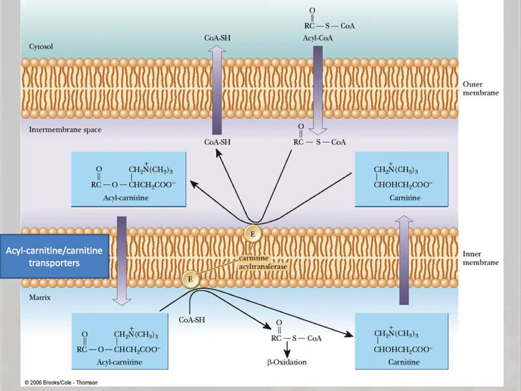Okay. All right. Are there any questions? So now you've actually followed the fat, you can almost make it into a movie, from where it was being stored all the way to where it's going to be utilized for energy. And beta oxidation only occurs in the mitochondrial matrix, right?